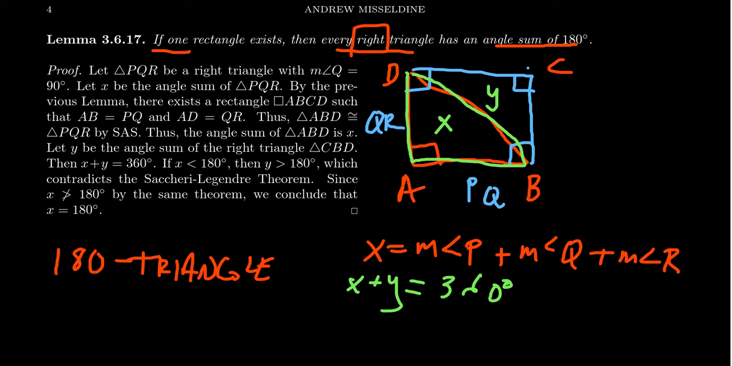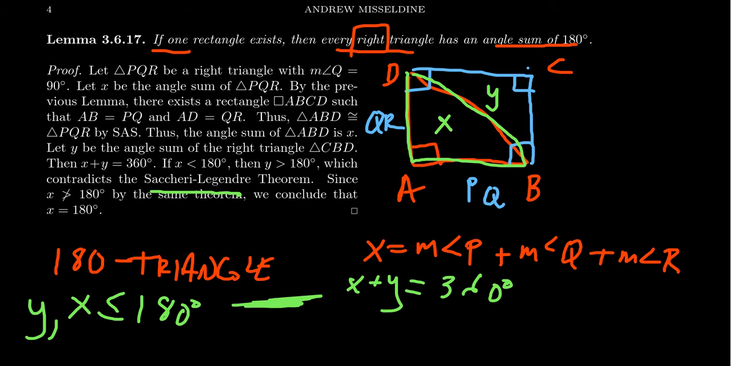But by the Saccheri-Legendre theorem, which we talked about before, in neutral geometry the angle sum of a triangle has to be less than or equal to 180 degrees. But this also applies to the triangle BCD, so X and Y themselves are going to be less than or equal to 180 degrees. If you put these two properties together, a sum of two numbers adds up to 360, and the numbers themselves have to be positive numbers less than or equal to 180, we can infer from this that X equals 180 degrees. It's also true that Y equals 180 degrees, but we don't really care about Y right now. We're trying to show this for X.